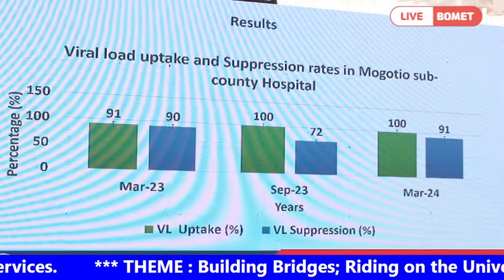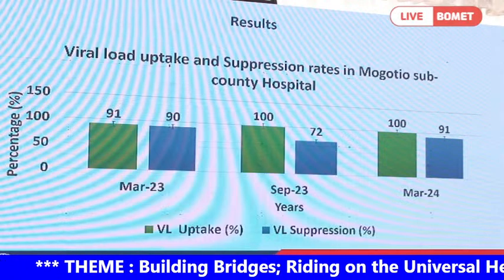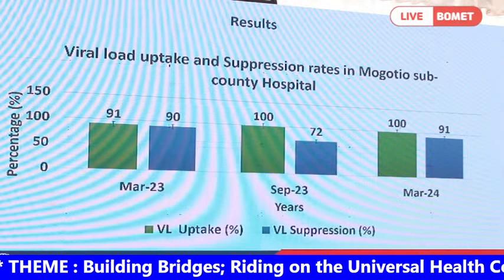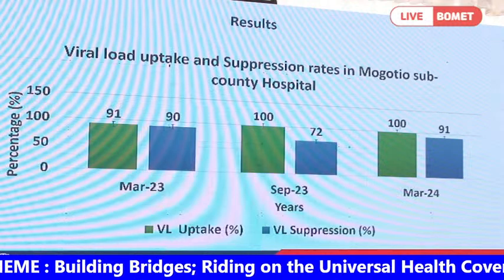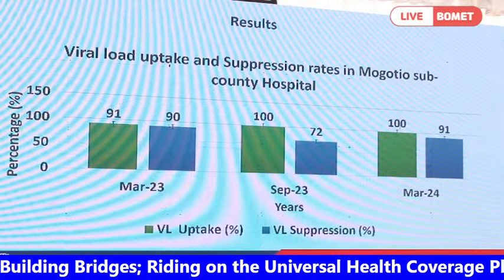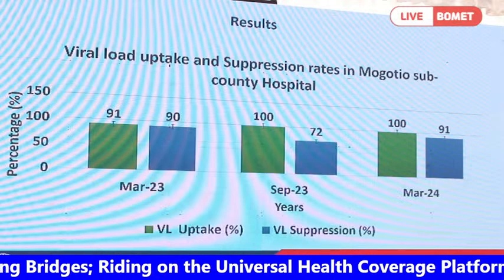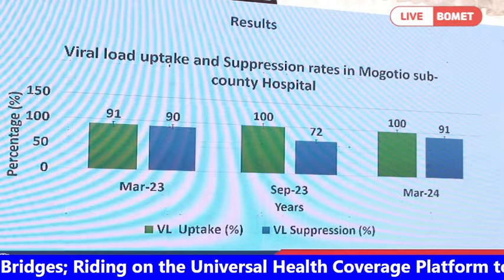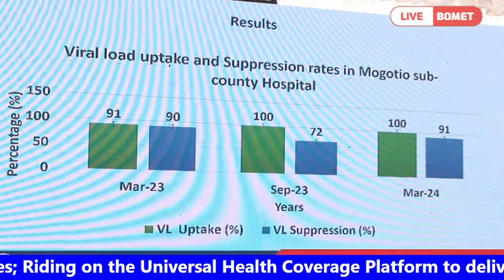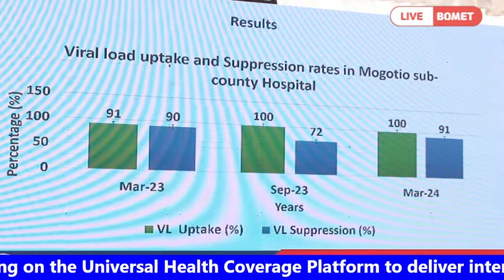Okay, on the results, this is just a sample that we used from March 2023 compared to 6 months, from March 2023 to September 2024. So among our 11 CALHIV, we had a viral load uptake of 91%, and we achieved a viral suppression of 90%, whereby only one was unsuppressed. On September, we managed to take all the viral load uptake.